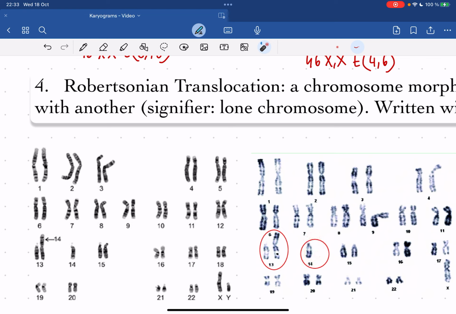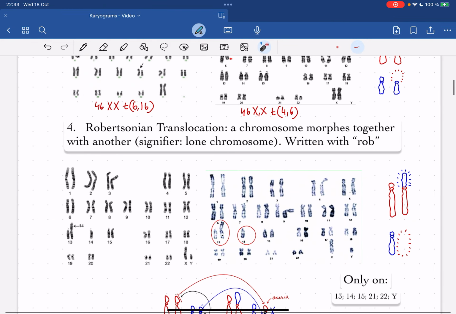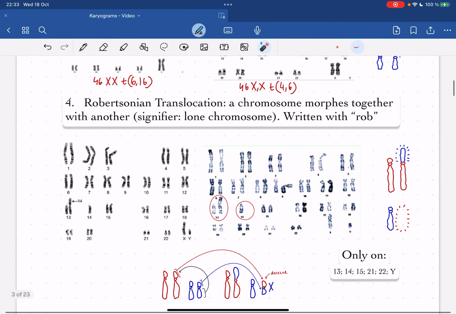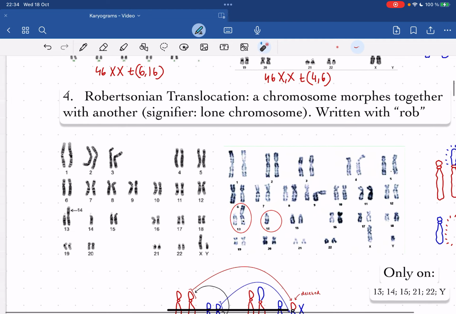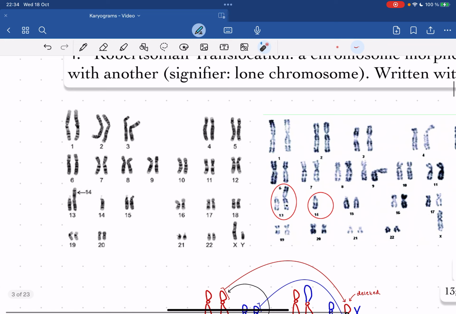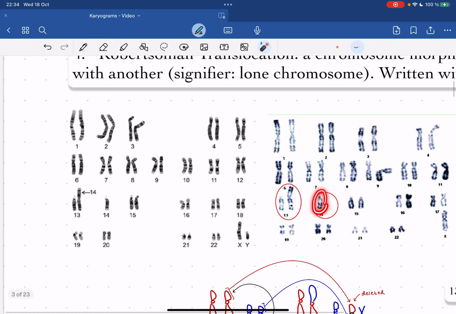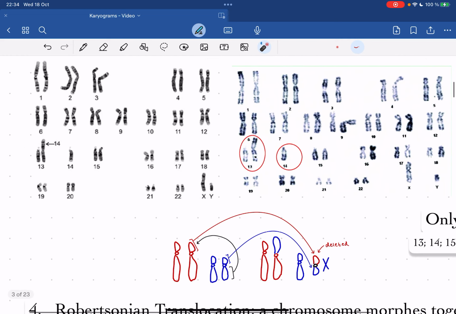Now I'm very suspicious about Robertsonian translocation for colloquium, because I feel like it's a bit harder than the rest of the chromosomal aberrations, and that we must have at least one of these in our colloquium. It's just a very big hunch in my opinion. So please remember that if you only see one lonely chromosome, it's probably due to Robertsonian translocation. Now, what is it that happens here?